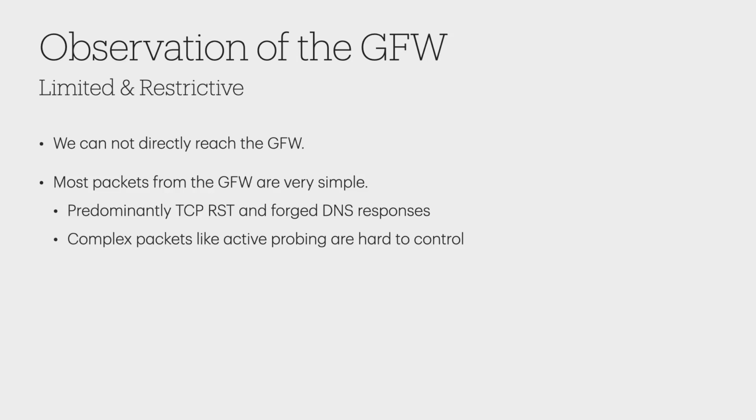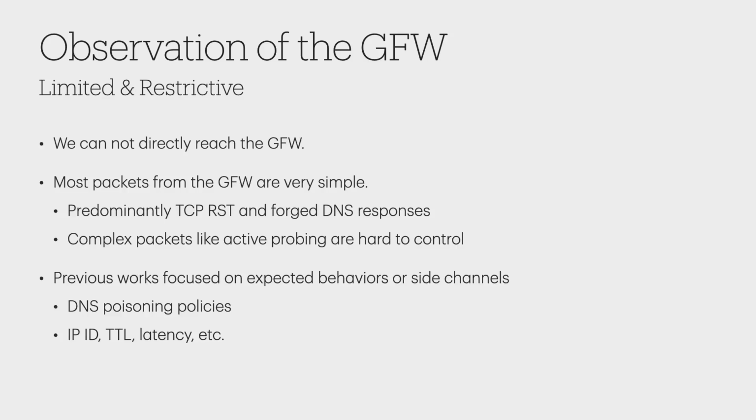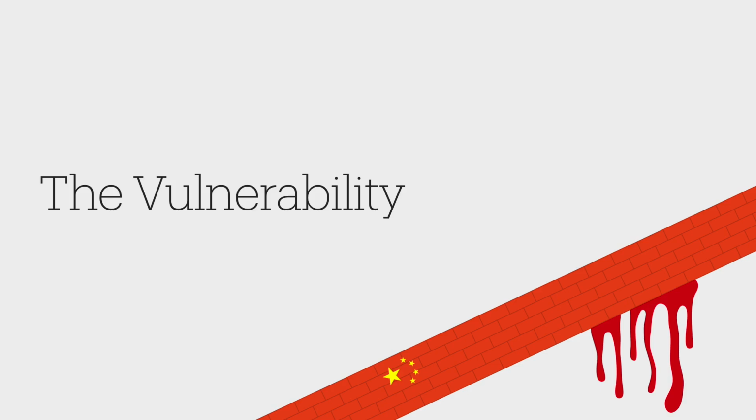To make things worse, most packets from the Great Firewall are very simple, predominantly TCP reset and forged DNS responses. Complex packets like those for active probing are hard to control. Previous measurement works focused on studying the expected behaviors, like the DNS poisoning policies, or leveraged side channels, like the IP ID or TTL fields of the packets. But in this work, we found it feasible to perform more proactive measurements and even launch attacks leveraging the Great Firewall's implementation flaws. Here comes the Bleeding Wall vulnerability.